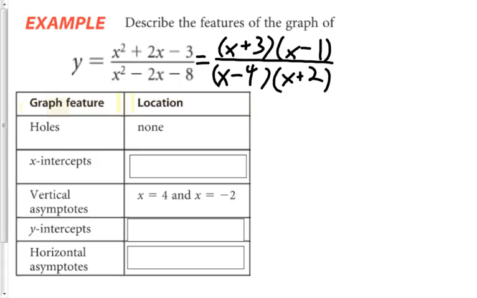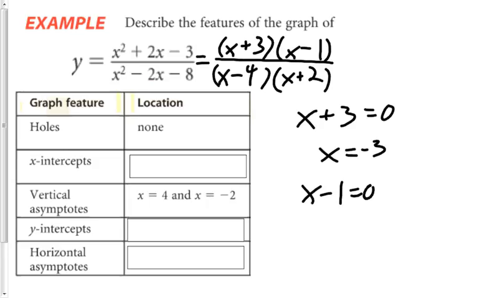The next thing here I would like to find is my x-intercepts. And those are the roots of the numerator. So x plus 3 equals 0. One of my x-intercepts is at x equals negative 3. And x minus 1 equals 0. My second x-intercept is when x equals 1.